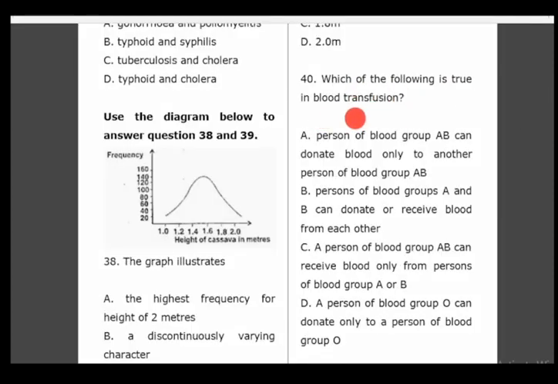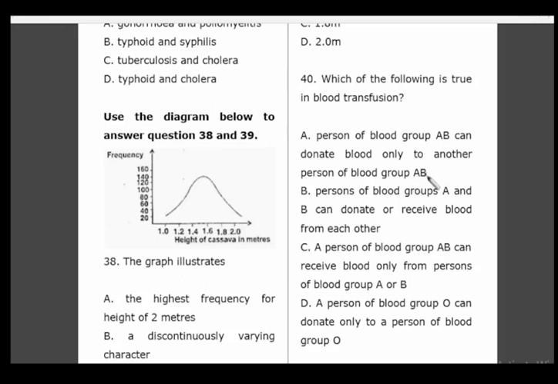Which of the following is true in blood transfusion? A. Person of blood group AB can donate blood only to another person of blood group AB. Yeah, that is absolutely true. AB has antigen A and antigen B, because those are the characteristics of the blood group AB. So it can only transfer blood to somebody that has AB. It cannot transfer to A because A has antigen A and it is against B. And because AB has antigen B, then A blood group will not be able to collect the blood from AB because of the antibody that it has, which is anti-B antibody.